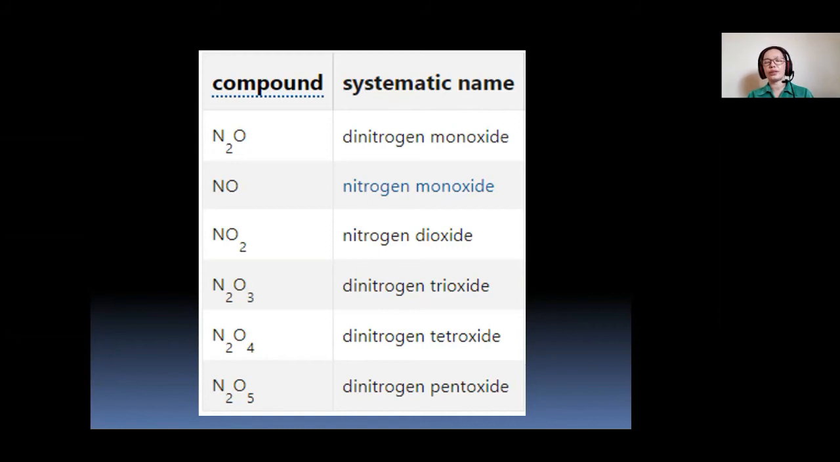Dinitrogen tetroxide. So instead of tetraoxide, remove the A and then it's now tetroxide, not tetraoxide. Then dinitrogen pentoxide. Instead of pentaoxide, it's now pentoxide. So 2 is di, N is nitrogen, 5 is penta, and oxygen is oxide. So this is for binary molecular compounds.